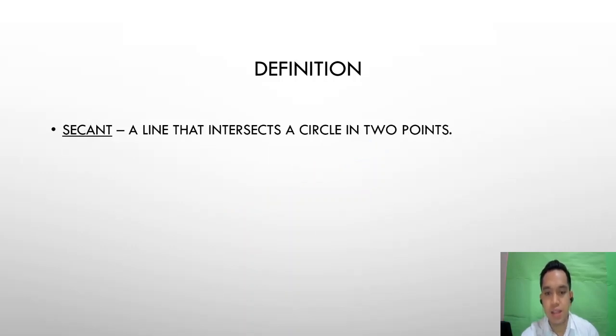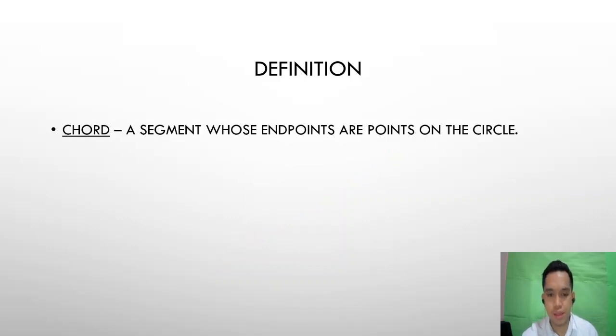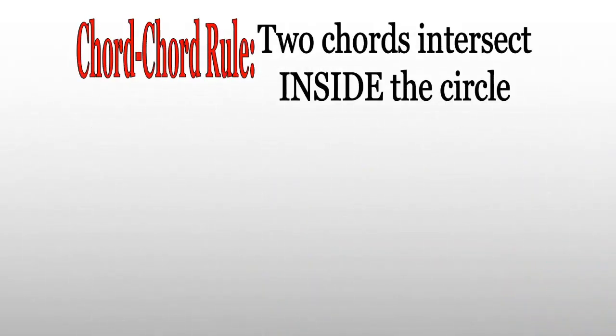Next is secant, a line that intersects a circle in two points. So line MN is a secant. The next is a chord, a segment whose endpoints are points on the circle. So segment AB is a chord. Let's proceed now to the theorems of our tangent and secant segments.